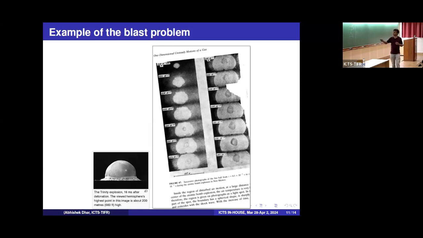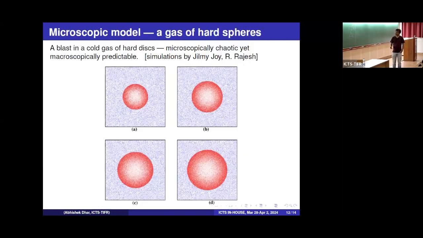You can predict the time dependence, you can predict the prefactor, everything very accurately. So even though it's an extremely chaotic system, it doesn't matter. Eventually, just using a coarse-grained description, you can have a very deterministic prediction. You can predict what the temperature is at the core of the blast and so on.